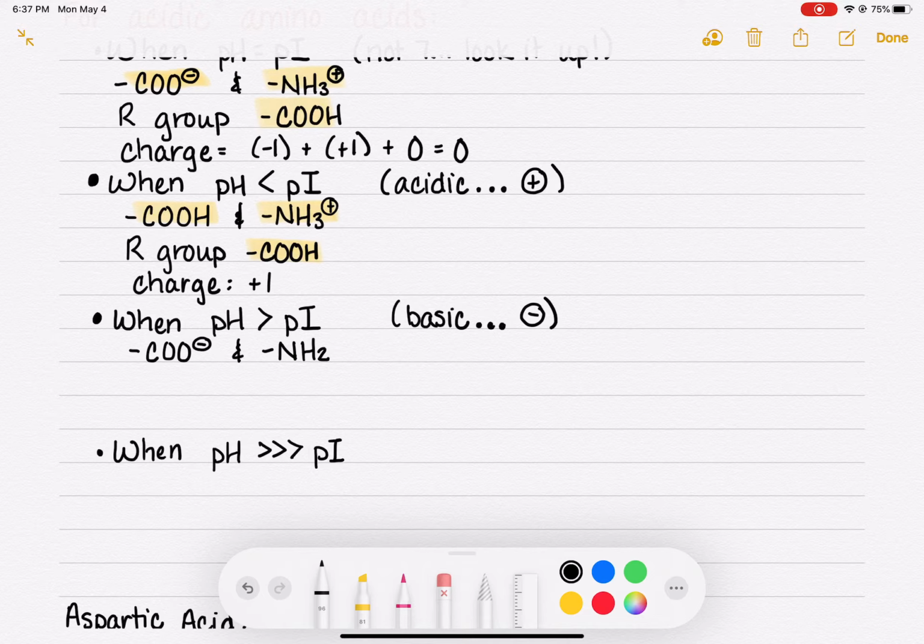Now, when our pH is above the pI, but not crazy above the pI, the R group is going to stay neutral. So the R group is going to stay COOH. And what's the charge here? We have a negative, we have a neutral, and we have a neutral. So this guy's charge is a -1.